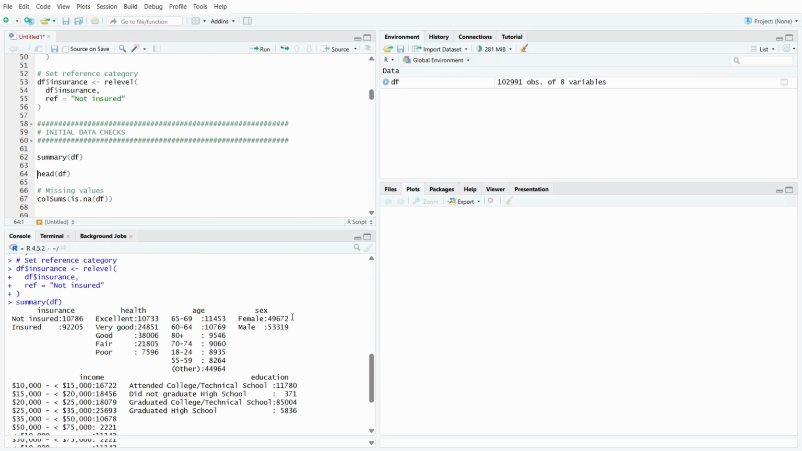Next, we examine sex. The sample is fairly balanced between males and females. This near balance is helpful because it reduces the likelihood of major sex-based sampling imbalance in the analysis.